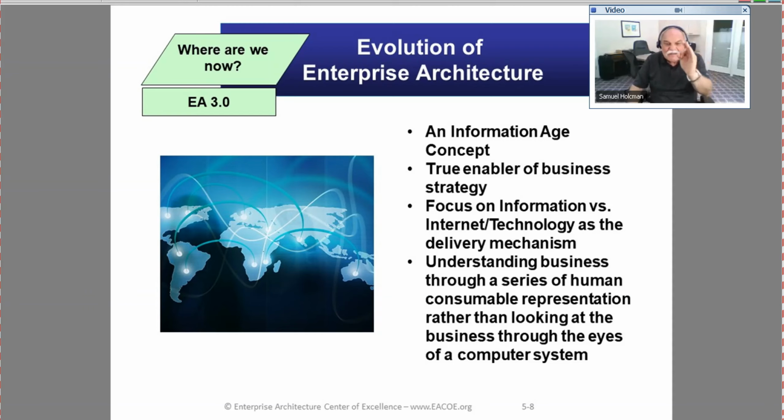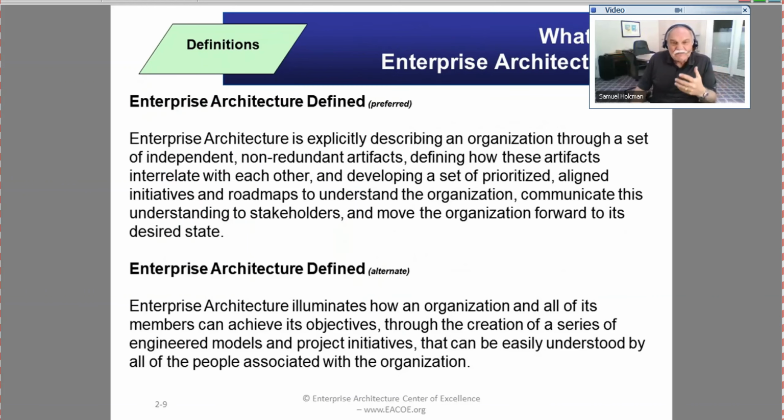Focus on information versus internet technology as the delivery mechanism. It's information. The internet and the technology is a pipe. We've got to figure out what goes through the pipe. That's the key element. Understanding the business through a series of human consumable representations. That's EA. Sometimes confused with EITA, which nobody likes to hear, but it's wonderful stuff, but it's different. What is EITA? Information Technology Architecture, which is what a lot of people actually build, which is good, but not EA. This is our definition that we worked from to essentially build this practice.